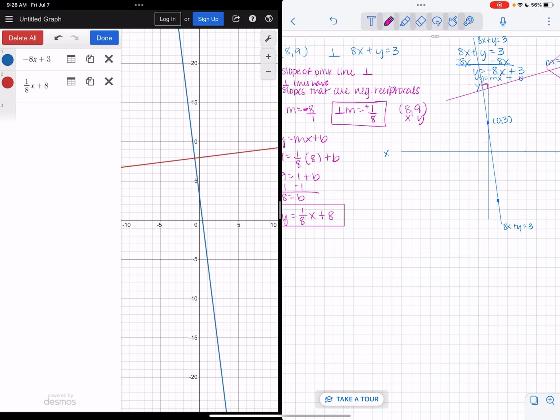All right, so now we're going to check and make sure that it goes through the point (8, 9). So (8, 9), right about there. There you go. There's the point (8, 9). It does look like it has a y-intercept of (0, 8). And because their slopes are negative reciprocals, we know we've got the right answer. So you can check it with Desmos or with your graphing calculator. I hope that helps. If not, let me know and I'll try again.